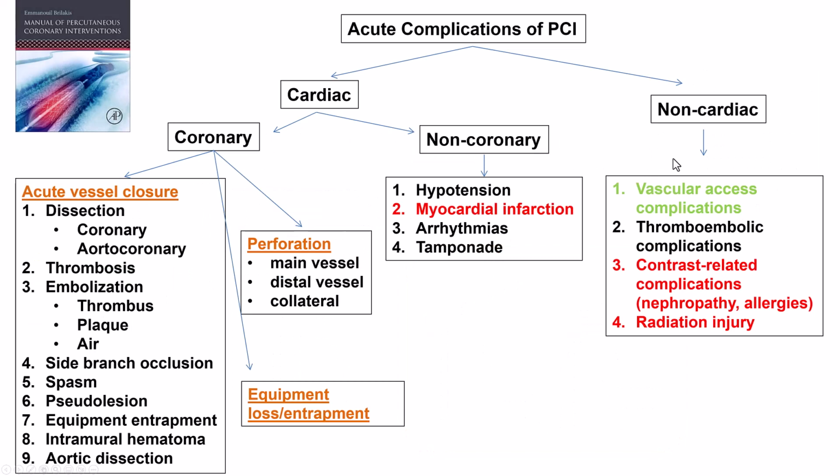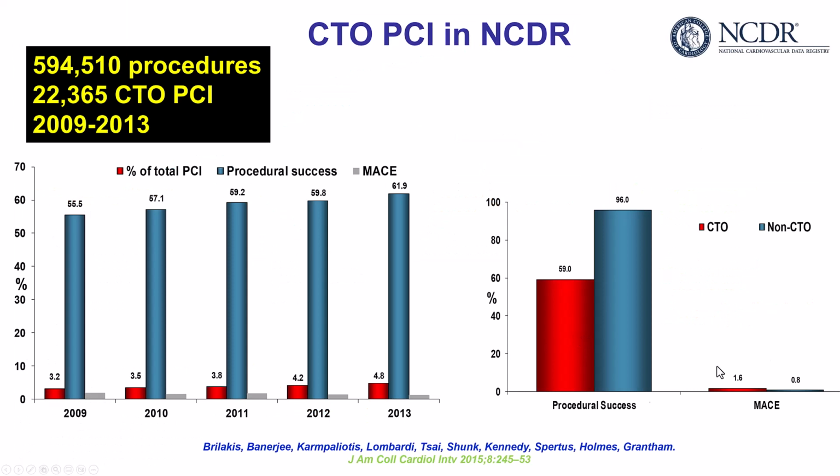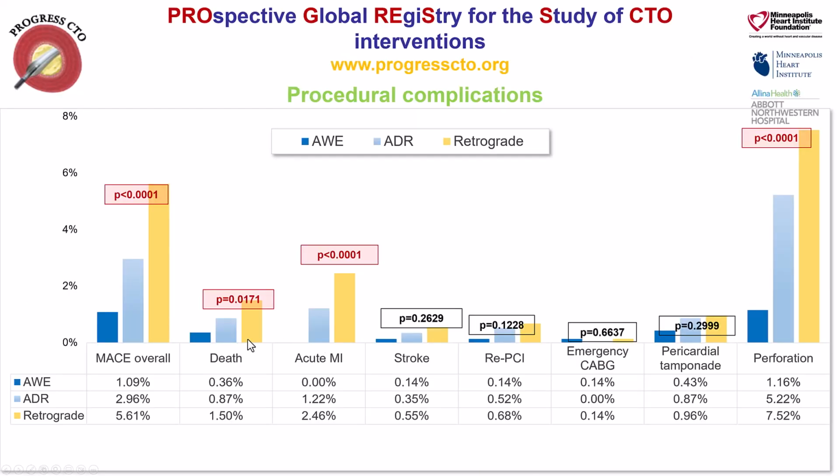There are multiple complications that can happen in CTO PCI as in any PCI, both coronary and non-coronary and non-cardiac, and it is important to have an estimate of the risk of having a complication for every specific patient. We do know that CTO PCI is associated with higher risk compared with non-CTO PCI. And we also know that if we use more advanced techniques, such as antegrade dissection reentry and the retrograde approach, the risk goes up, both for MACE, but also for perforation and acute myocardial infarction, as well as mortality.